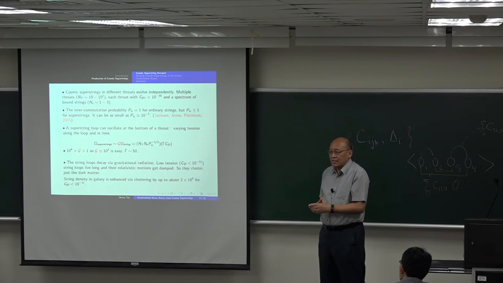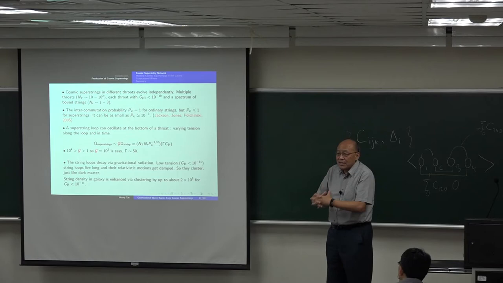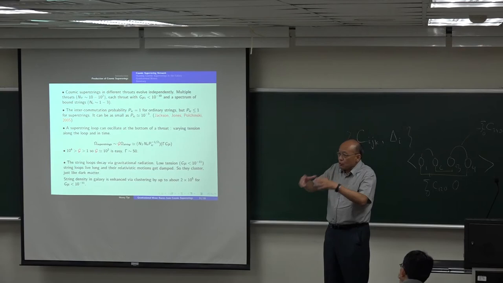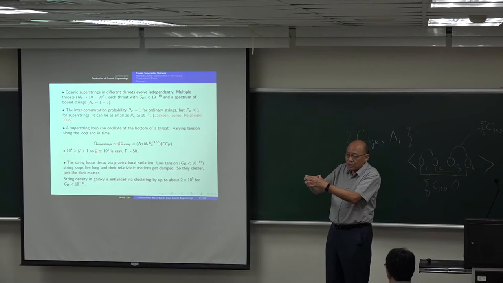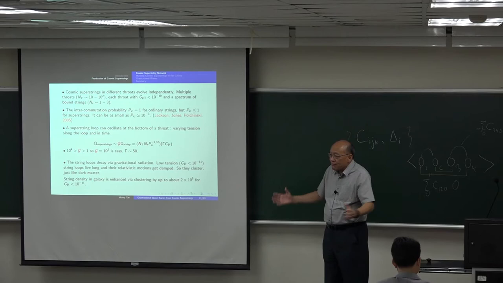So this is the original picture. But now the tension is low. We talk about tension maybe 10 to the minus 10, 10 to the minus 12. And then gravitational radiation is very weak, the string loop is very long, and they don't get much recoil. So they will actually behave like dark matter somewhere. And the clumping of dark matter will cause the cosmic superstring density to increase.